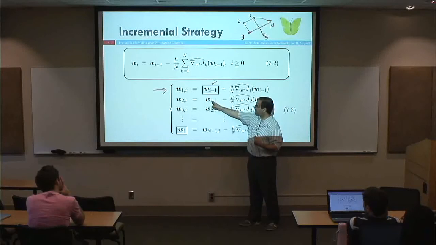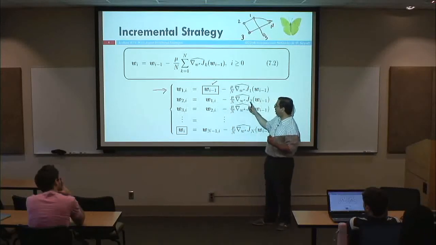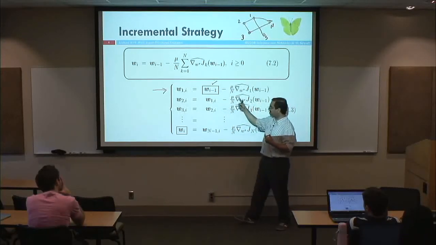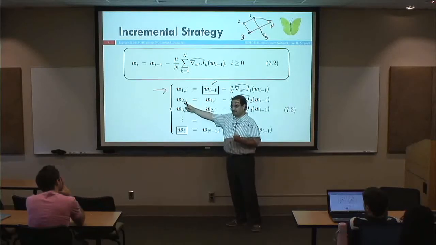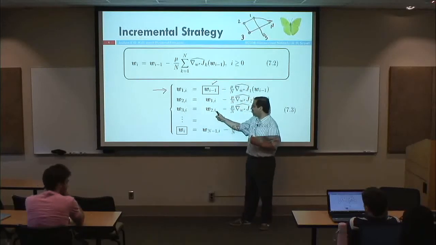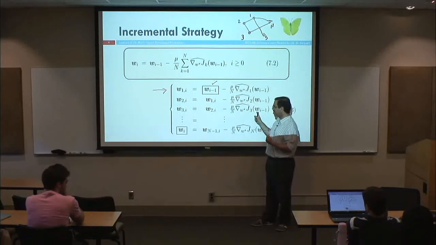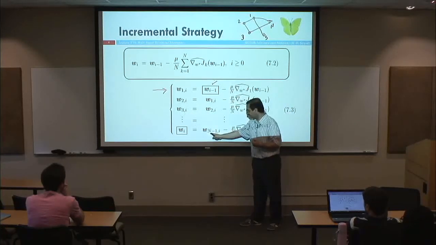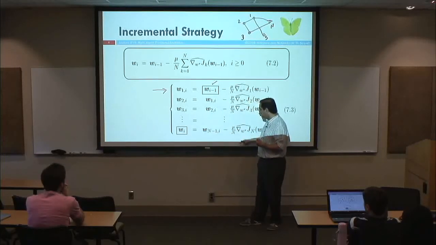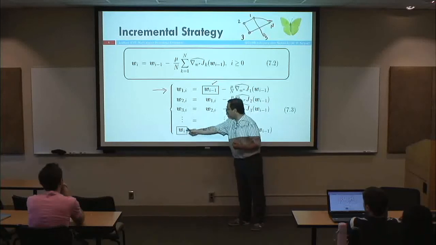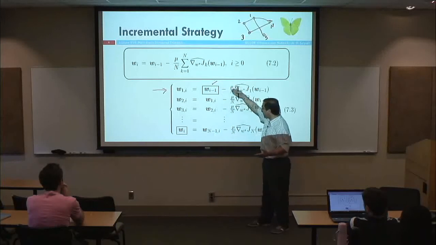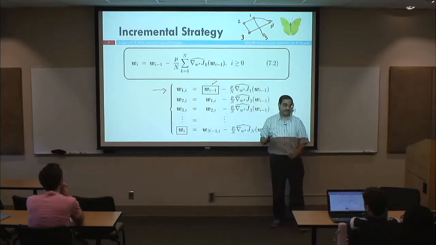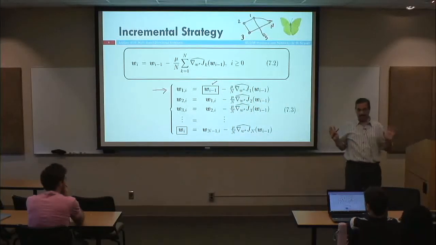So this goes to agent 2. Agent 2 receives this, adds to it its gradient, and that generates an intermediate value at agent 2. Agent 2 passes it to agent 3. It adds its contribution. By the time you are done, the last agent is going to add its contribution, and you have gone from Wi minus 1 to Wi, correct? So this implementation is equivalent to that implementation. Do you see it? Nothing changed.